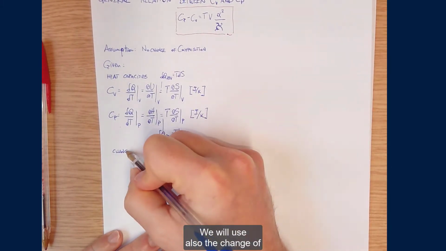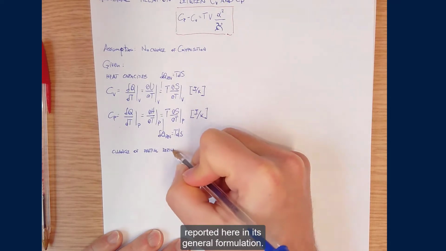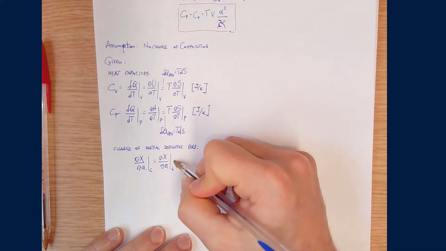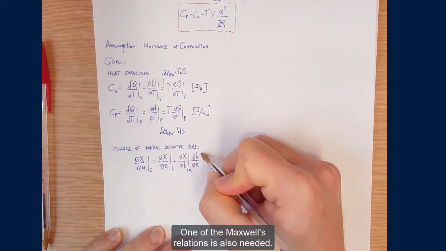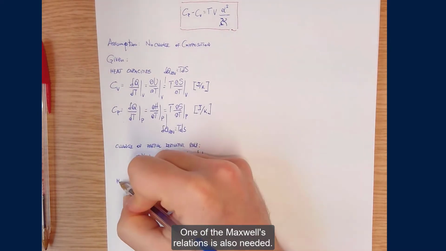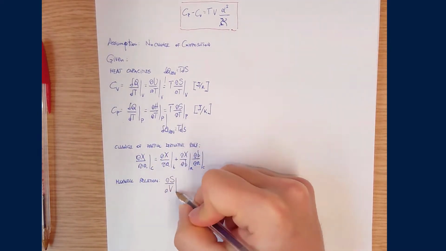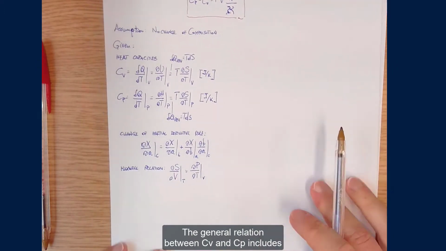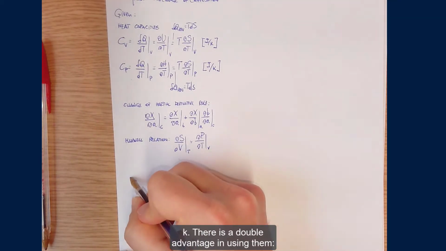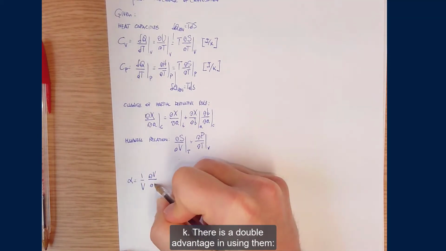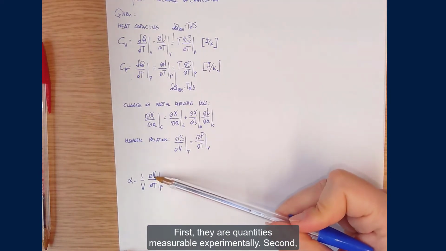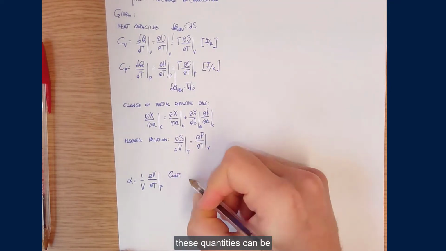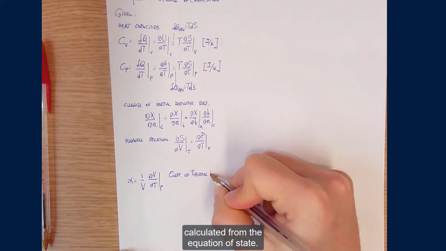We will use also the change of partial derivative rule that is reported here in its general formulation. One of the Maxwell's relations is also needed. The general relation between Cv and Cp includes the coefficients alpha and K. There is a double advantage in using them. First, they are quantities measurable experimentally. Second, these quantities can be calculated from the equation of state.